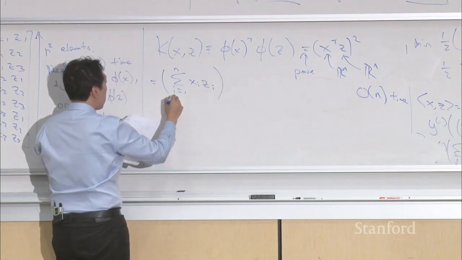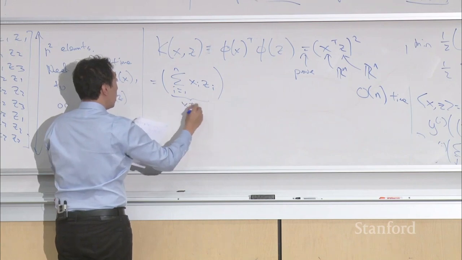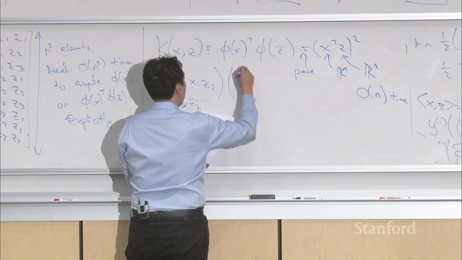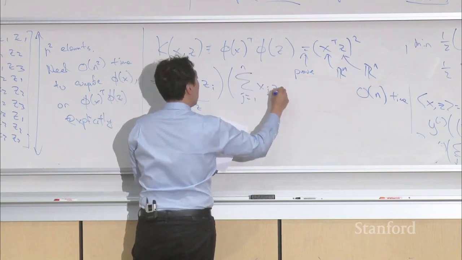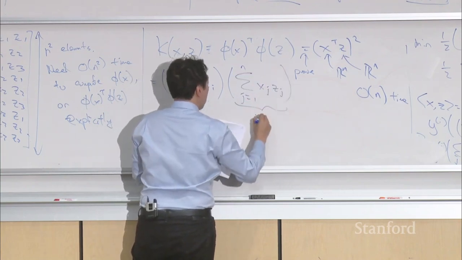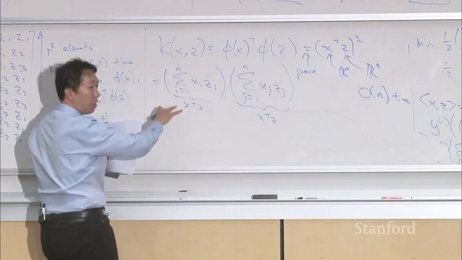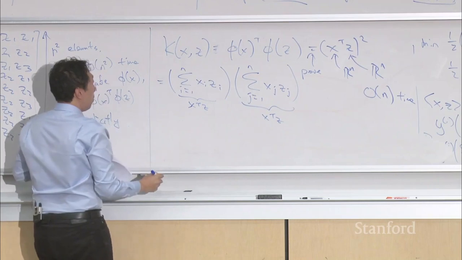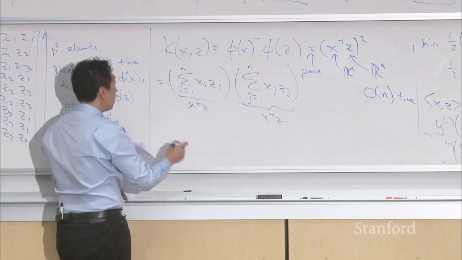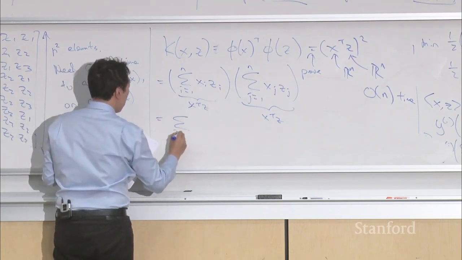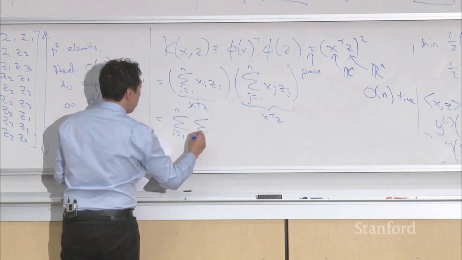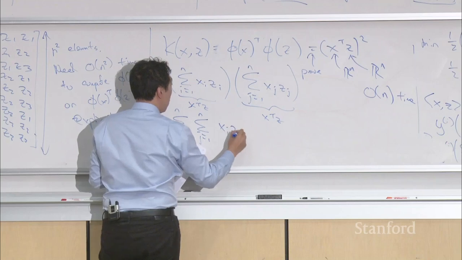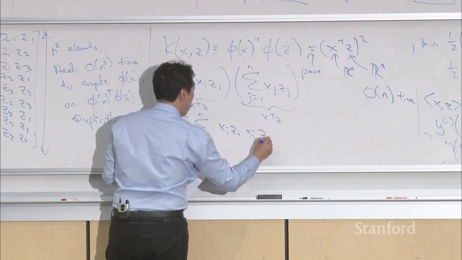this is x transpose z, and then times this is also x transpose z. So this formula is x transpose z squared. It's x transpose z times itself. Okay. And then if I rearrange sums, this is equal to the sum from i equals 1 through n, sum from j equals 1 through n, of xi zi xj zj.